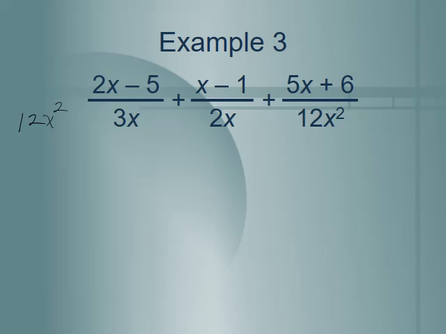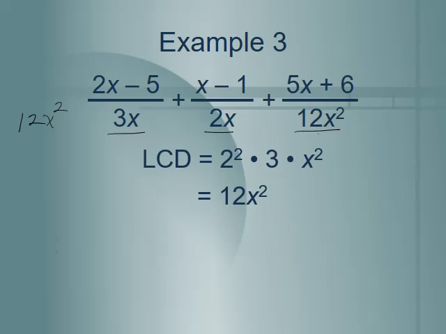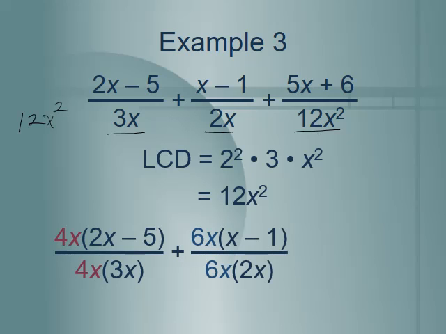Then we just look, this is already in 12x squared. We need to look at these two and think about what we have to multiply to make it become 12x squared. And just like any fraction, whatever we do to the denominator, we need to do to the numerator. So in our first problem, we need to multiply everything by 4x. And in our second problem, we need to multiply everything by 6x.